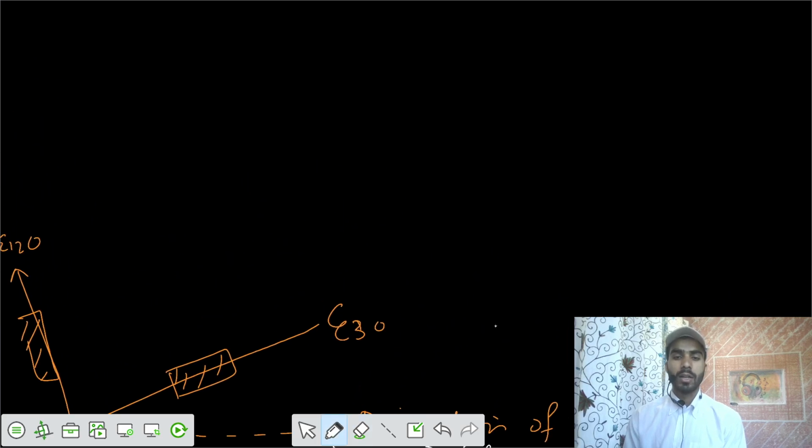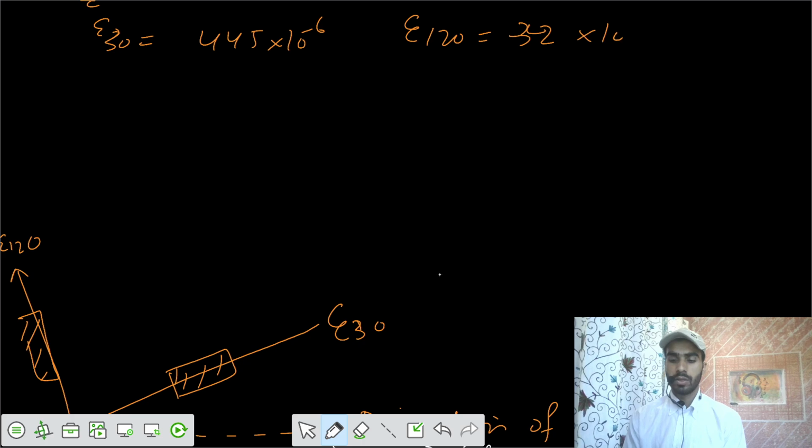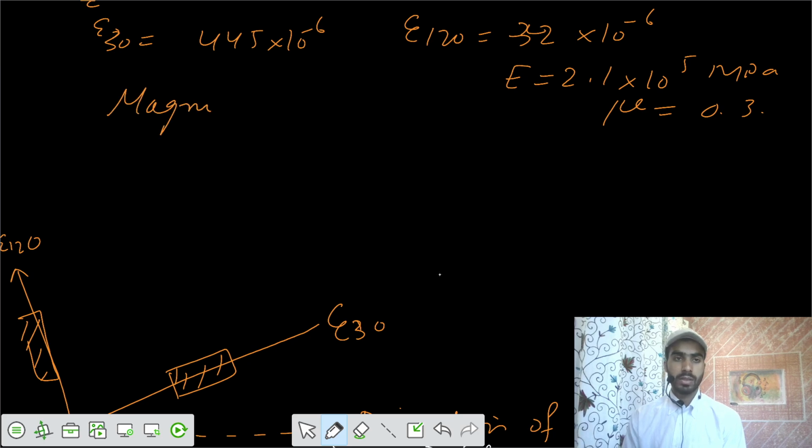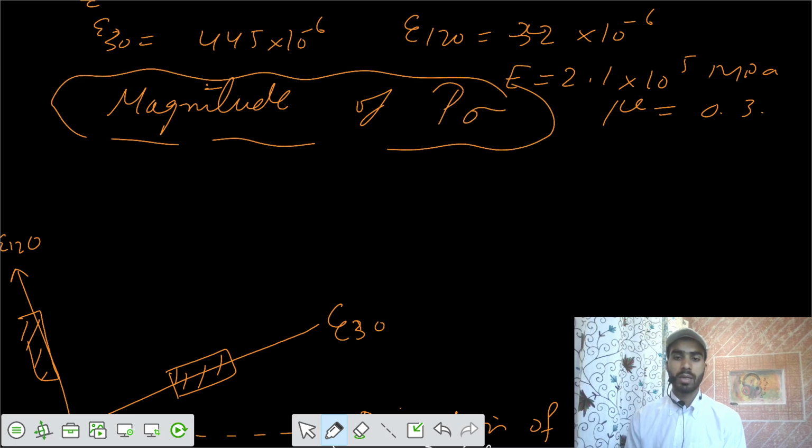Okay, the question says that your E30 is given as 445 into 10 to the power minus 6. This is the strain along the 30 degrees strain gauge, and you have E120 equals minus 32 into 10 to the power minus 6, and you got an E value of 2.1 into 10 to the power 5 megapascal, and Poisson's ratio 0.3. You need to get the magnitude of principal stresses. That means you need to get sigma 1 and sigma 2.